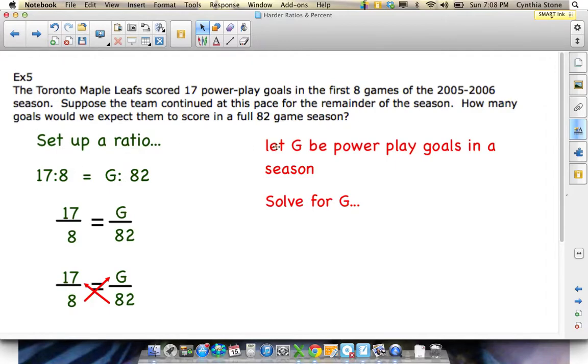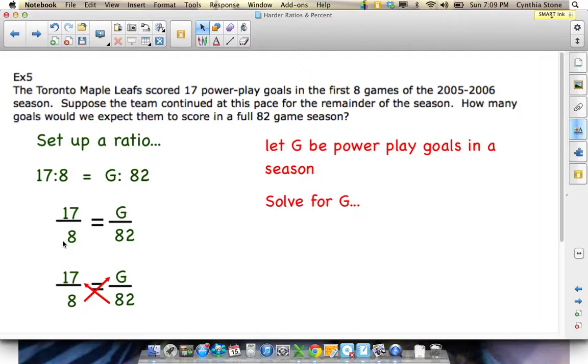So we'll say let G be the power play goals in a season. We need to solve for G. So the ratio has to be 17 goals in 8 games is G in 82 games. And again, when I set up my fraction, this is the important part, I've got goals on the top, 17 goals or G, and I have my number of games played on the bottom.